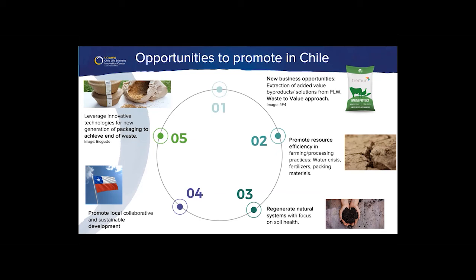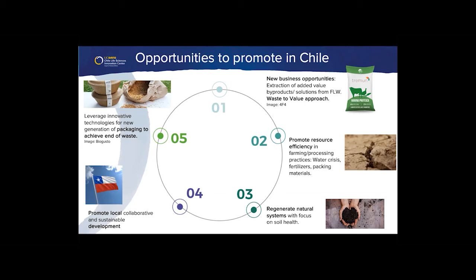And then in the 3rd point, there's the opportunity to regenerate natural systems with a focus on soil health. We are aware, specifically in Chile, that climate change is resulting in desertification, so most of our land is at risk of degradation. We need to focus on the regeneration of these natural systems. Number 4 is the opportunity of promoting local and collaborative sustainability development. And I think this is not just in Chile, everywhere we see that circular economy is a great opportunity for that local initiative promotion.